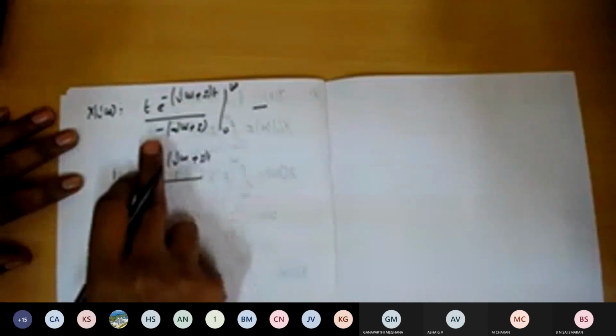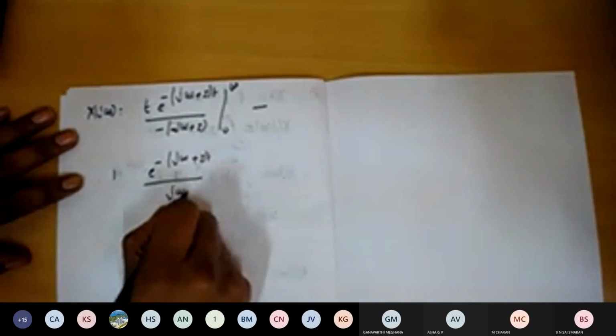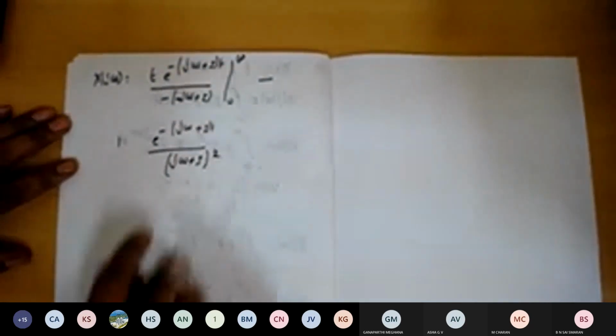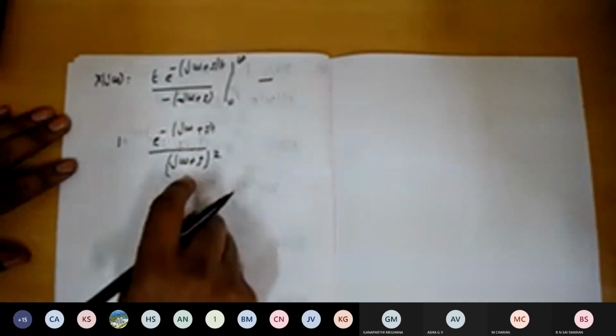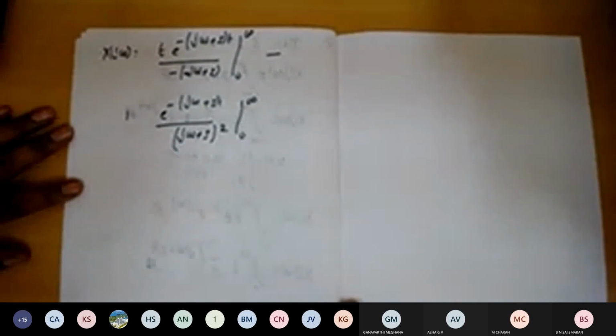Integration of e^(-...) gives a minus the first time; integrating the second time, minus times minus becomes plus. So we get (jω+3) the whole square in the denominator. You know this one, right? The limit is from 0 to infinity, so let us apply the limit and evaluate the integral.